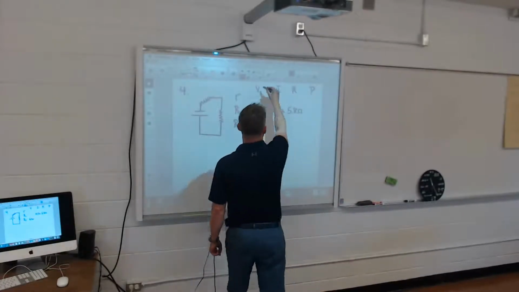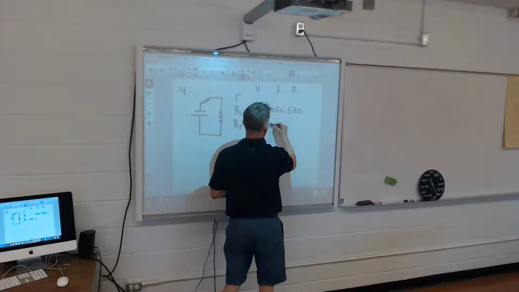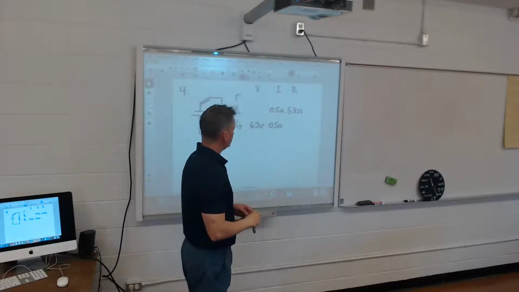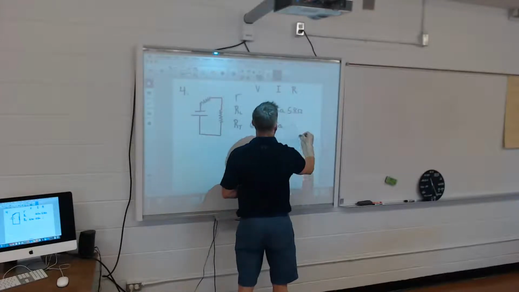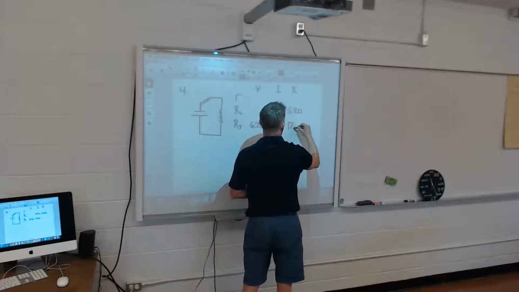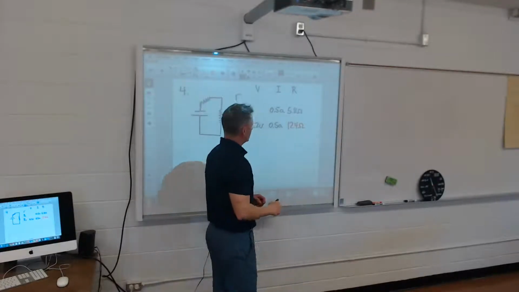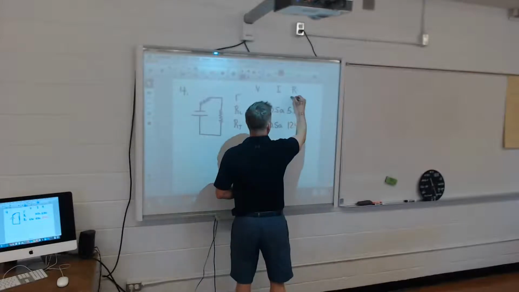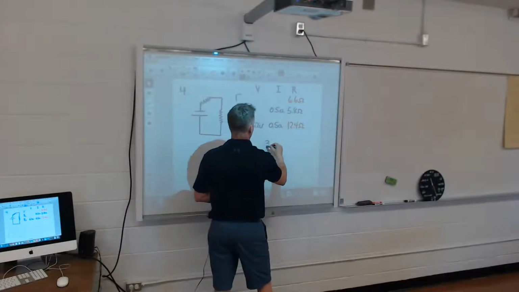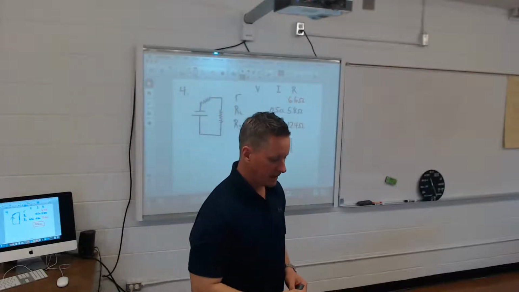Okay, so I didn't even need P for this one because there's no power involved yet. So I have 0.5 amps. That means this is also 0.5 amps. So I've got 6.2 divided by 0.5, is 12.4 ohms. When I subtract 5.8, that gives me 6.6 ohms. So therefore, each battery has 3.3 ohms of resistance in it.